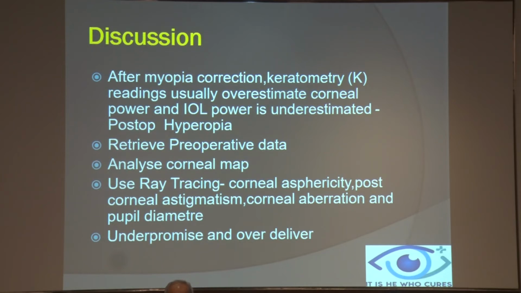So what should we do here? We should try to retrieve all the pre-operative data that we can get and analyze the corneal map. If you have ray tracing devices, that's very good to know the corneal asphericity, the posterior corneal astigmatism, the corneal aberrations, and always under-promise these patients. When you under-promise these patients, then only you can over-deliver.